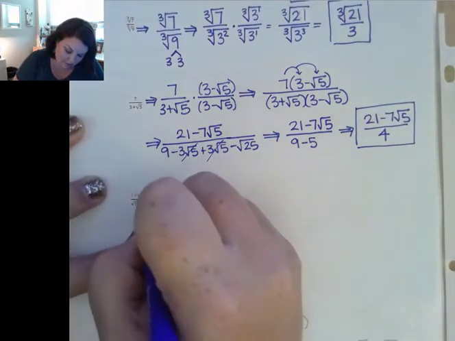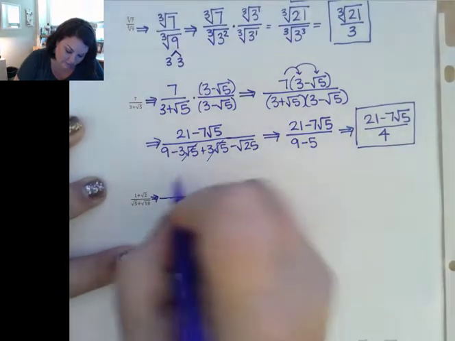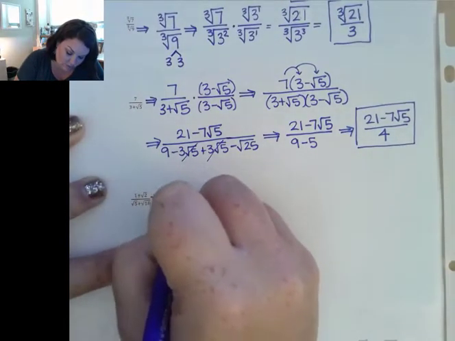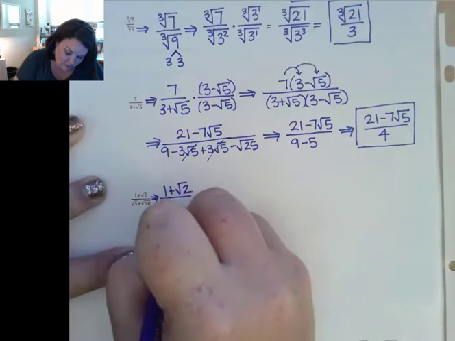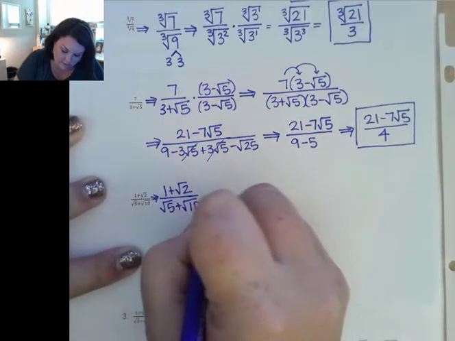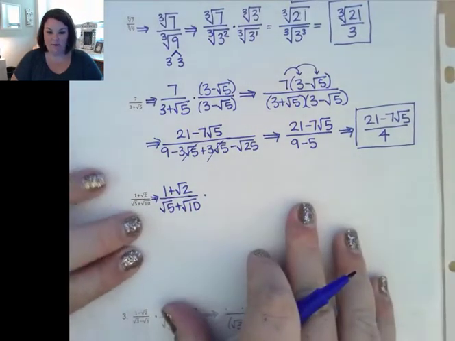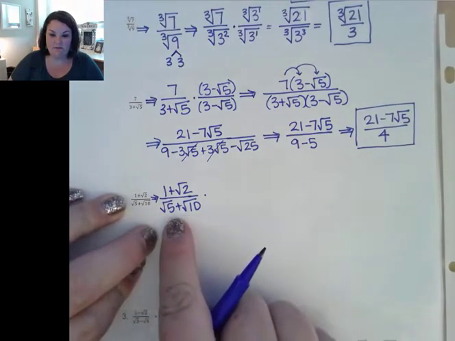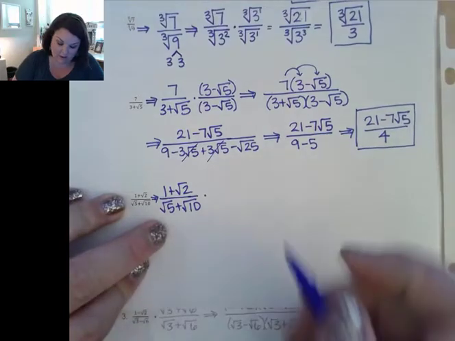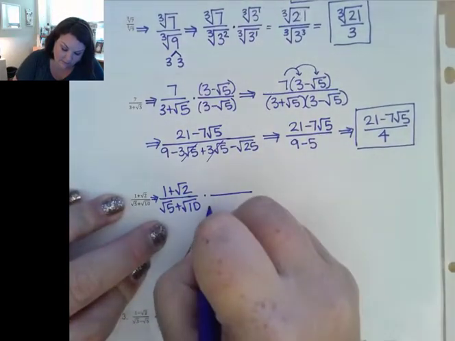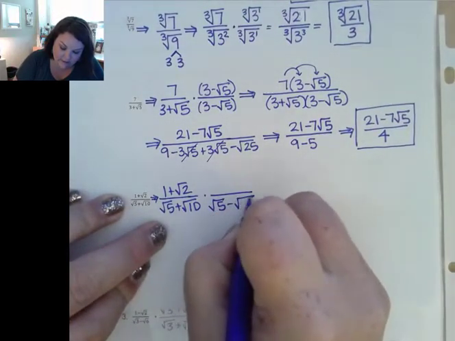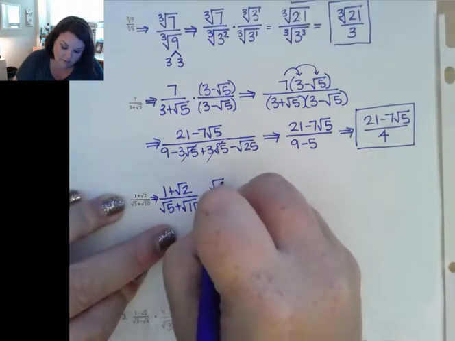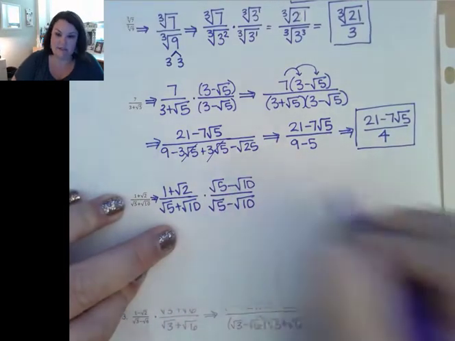Oh, you know what? Here, let me rewrite this. 1 plus the square root of 2 over the square root of 5 plus the square root of 10. Sorry, I just want to write it a little bit bigger. And we're going to multiply by the conjugate pair. So instead of square root of 5 plus square root of 10, we're going to multiply on top and bottom by the square root of 5 minus the square root of 10.